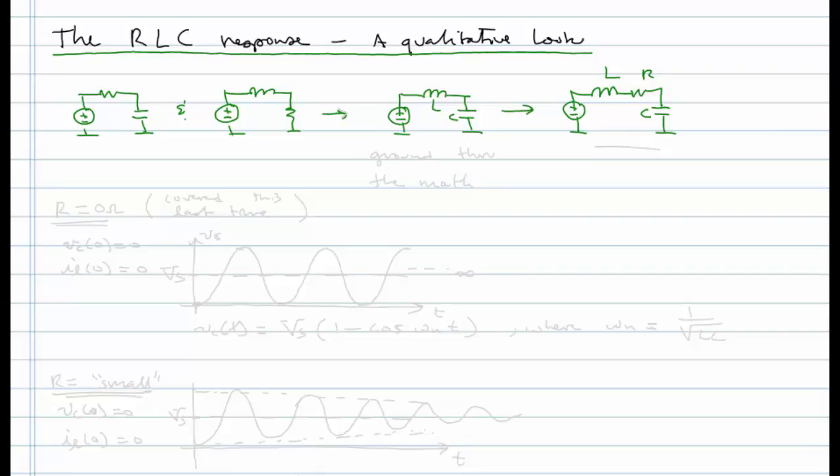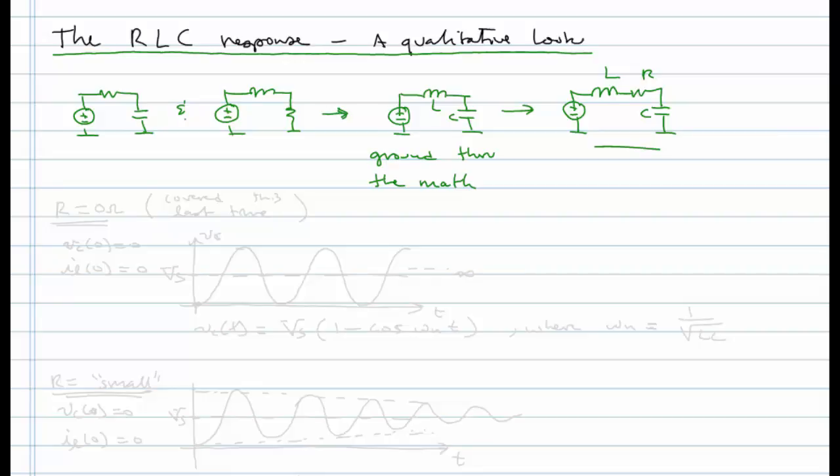And last time we ground through the math and ended up finding quite an elegant solution. What we want to do now, before we grind through the math on this one, is look qualitatively at what we might expect. Okay, we're engineers after all. We want to harness the usefulness of math, but we don't want to be at its beck and call.